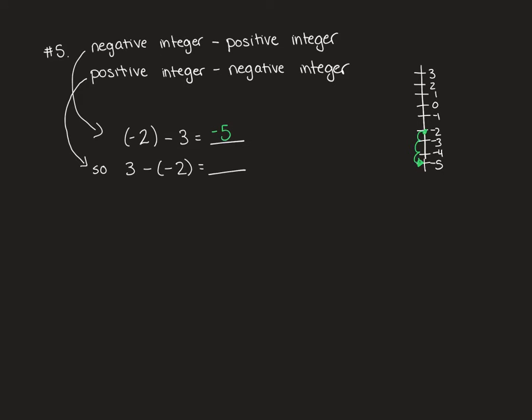So in question 4, you will hopefully have figured out that when you flip the order, it reverses the sign. So they would then argue that the reversal of -5 would be +5. So 3 minus -2 is +5.